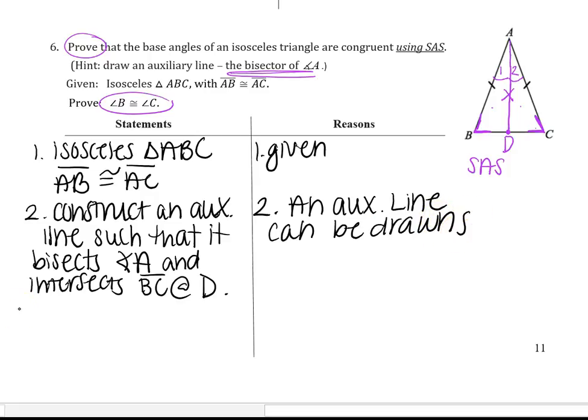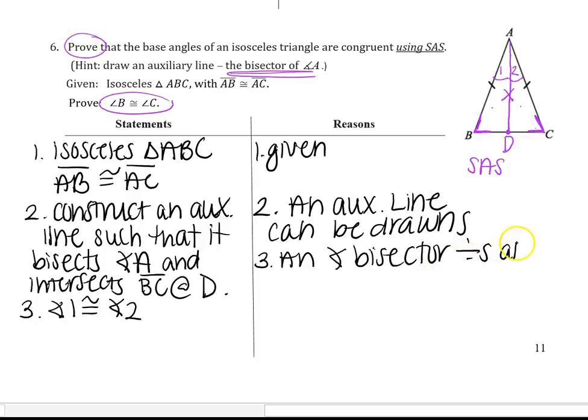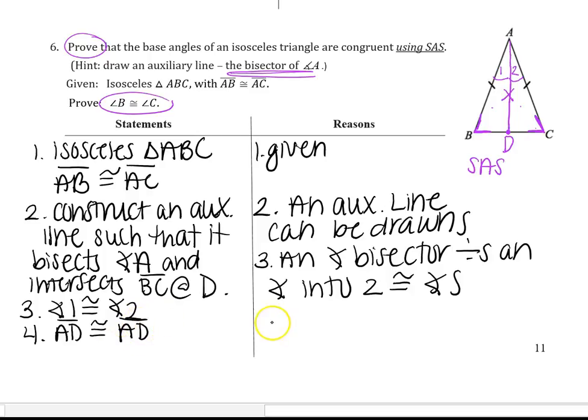Alright, so since I created an angle bisector, I'm going to say that angle 1 is congruent to angle 2 because an angle bisector divides an angle into two congruent angles. And then what I can say is that AD must be congruent to itself by the reflexive property.